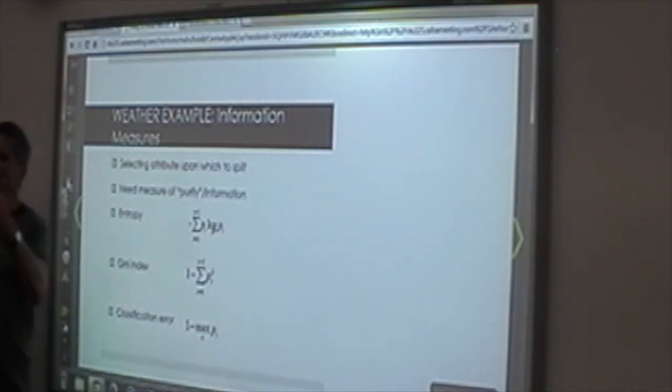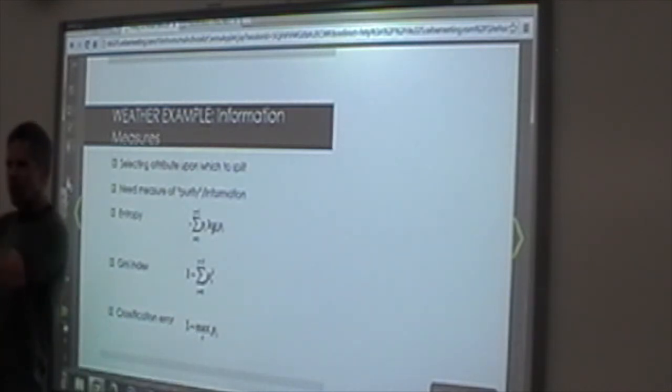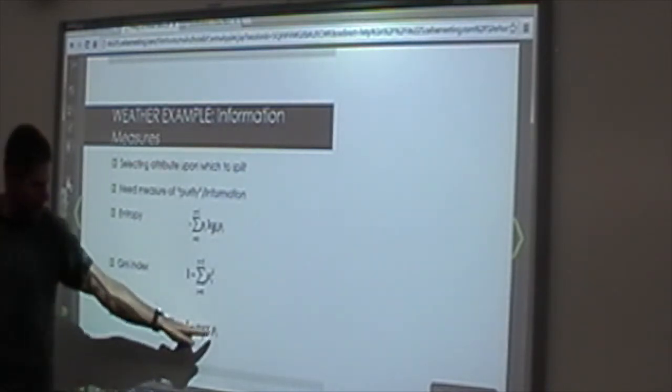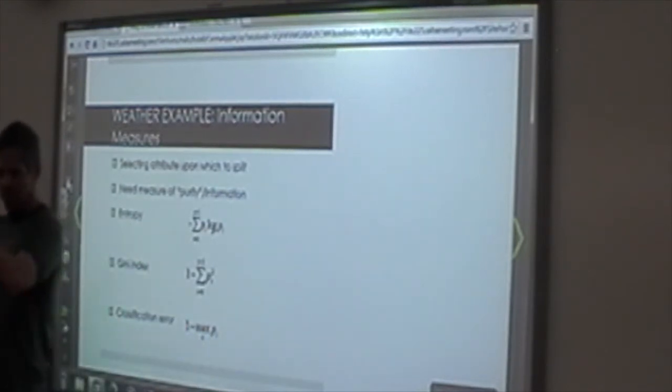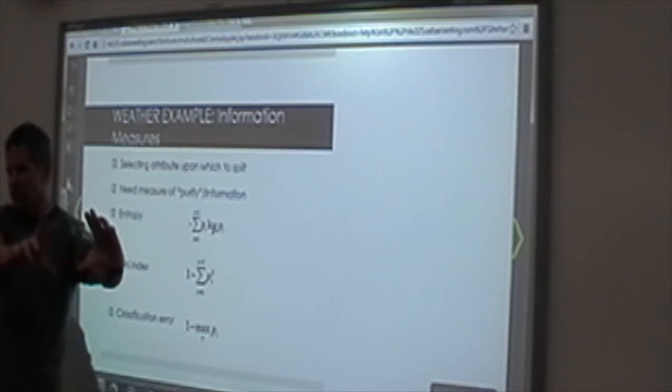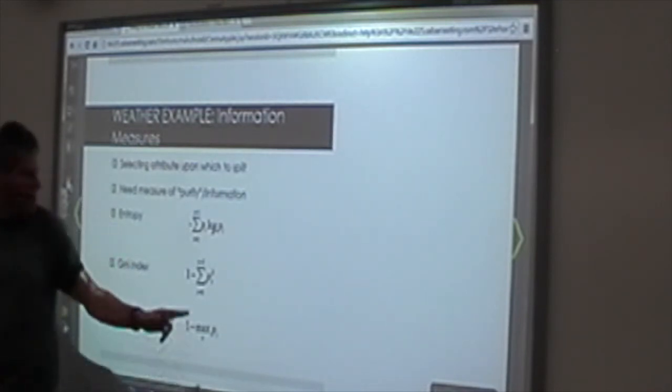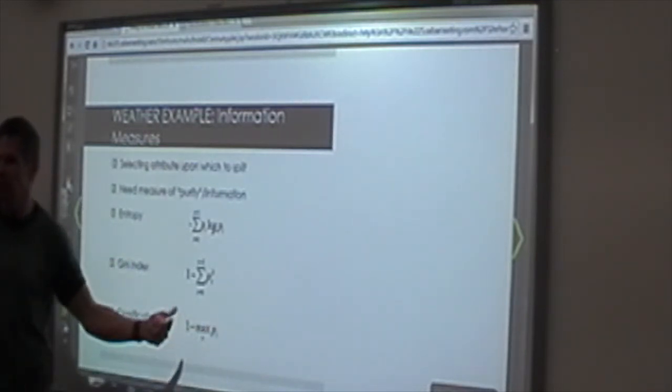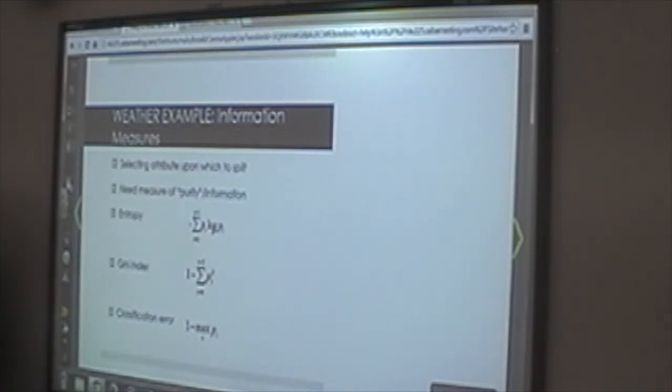If you're looking at hot, mild, and cool, I'm going to look at the maximum over those 3 classes, which is largest. I'm going to calculate the p sub i for the hot case, the p sub i for the mild case, and the p sub i for the cool case. I'm going to take the largest of those 3. Other questions?